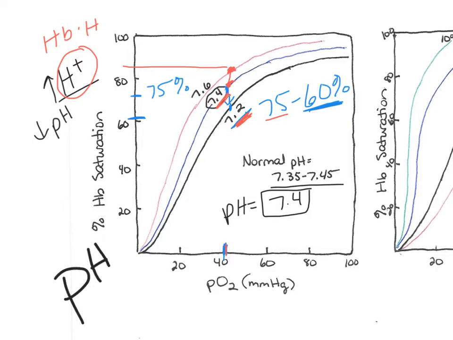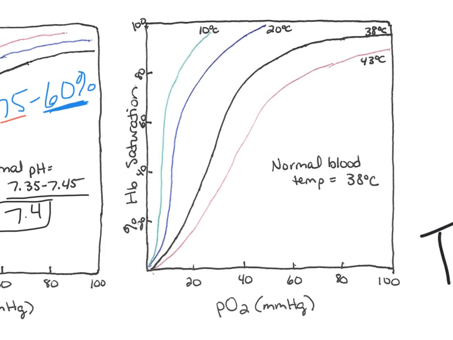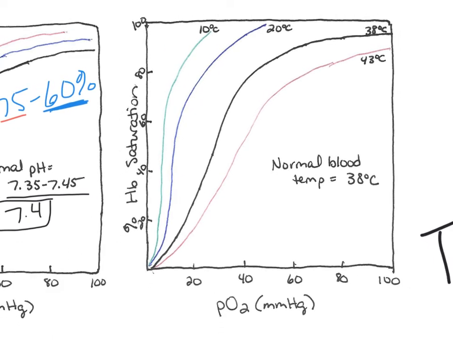Okay, now let's look at how temperature affects hemoglobin binding. Again, we have the percent of hemoglobin saturation on the vertical side of the graph, and the PO2 on the horizontal side of the graph. We're looking at normal blood temperature, which is 38 degrees Celsius. This is a little higher than the 37.2 degrees that you normally measure when you're measuring a person's body temperature.